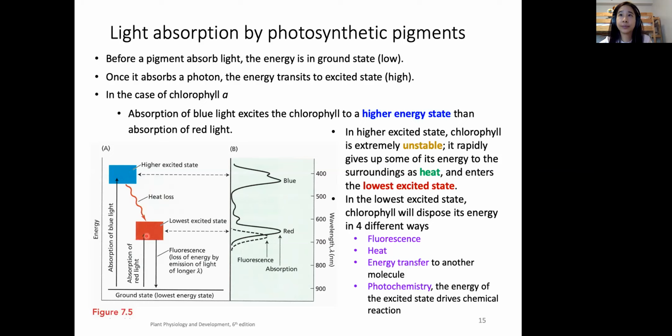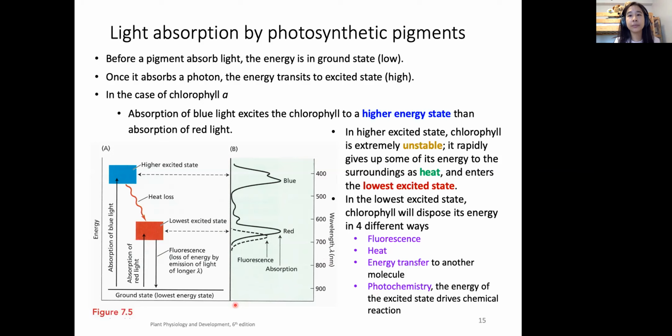During this, it needs to go back to its ground state because it's not very stable at this point. So it gives off the energy in 4 different ways. The first one is fluorescence. It will emit some fluorescent color. It can be heat, or it can transfer that energy to other molecules, or it can use that energy for doing photosynthesis. We call it photochemistry.